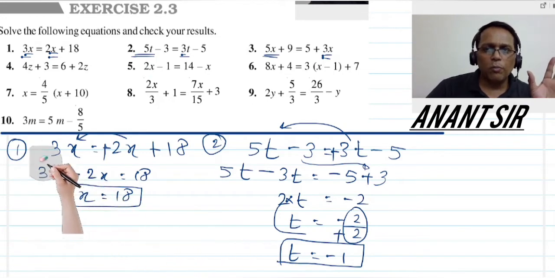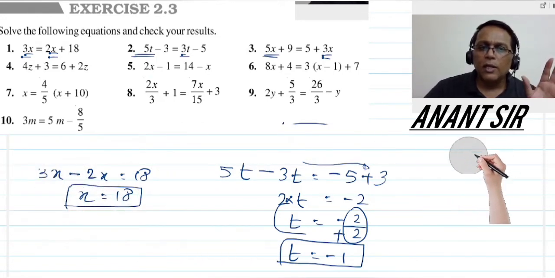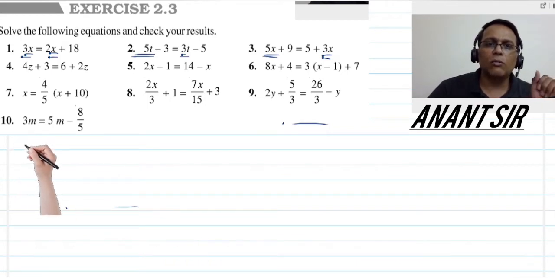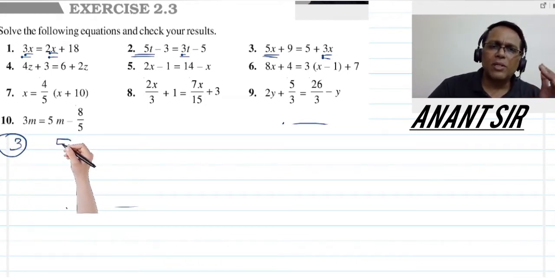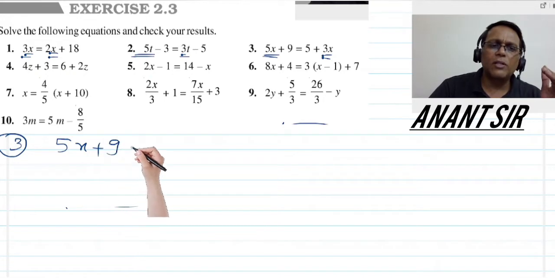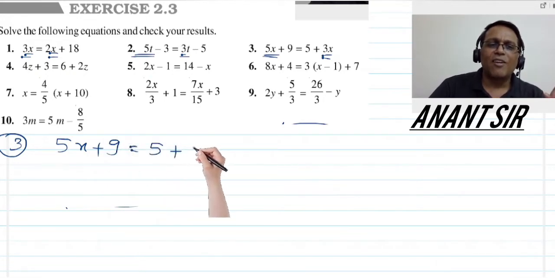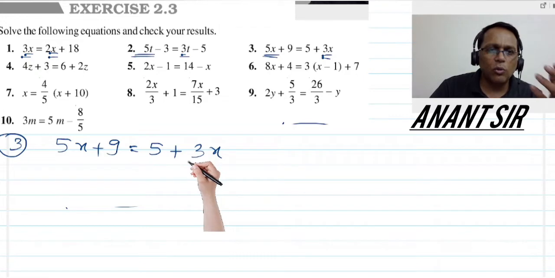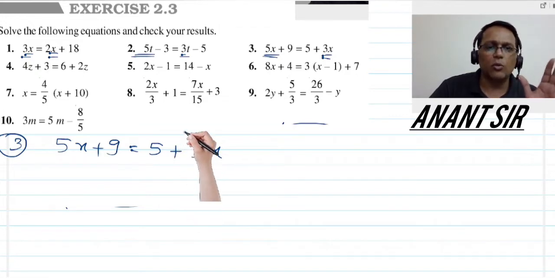So I hope you have understood both the examples. So now we move on to solving the next one. Okay, question number 3. All the examples are very similar, no? Only the difference is the numbers. 5x plus 9 equal to 5 plus 3x. Once we understand the logic, we are very easily able to solve the examples if the basics are good.